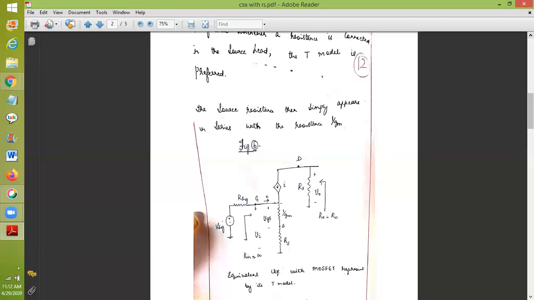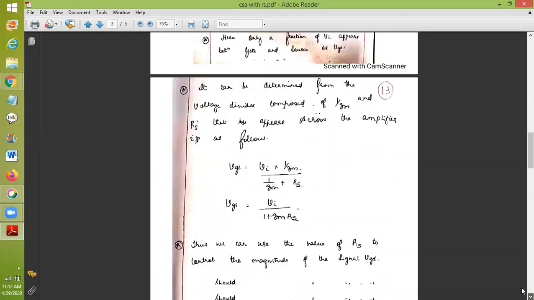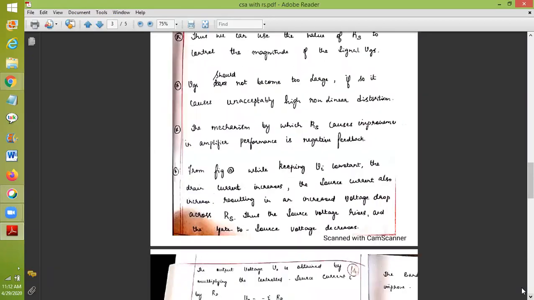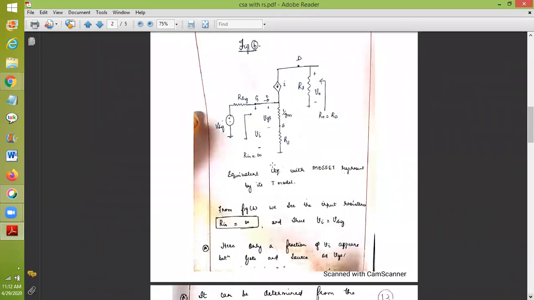So how to find that I? I is the current flowing through these two resistances. Okay. So how to find that current I? Current is equal to voltage divided by resistance. Now who will answer this? What is the current I? I is equal to voltage by resistance. Sahana, what is the voltage here and what is the resistance?